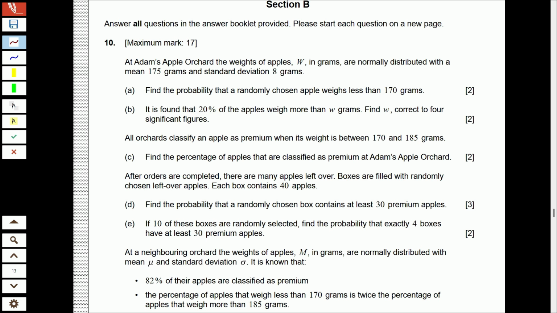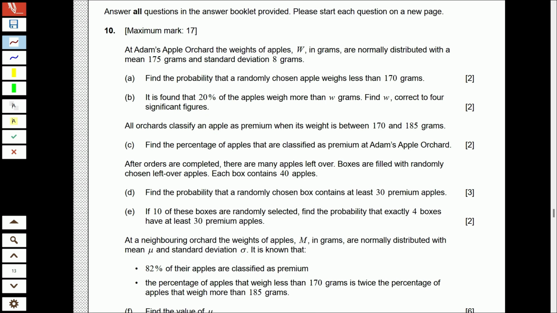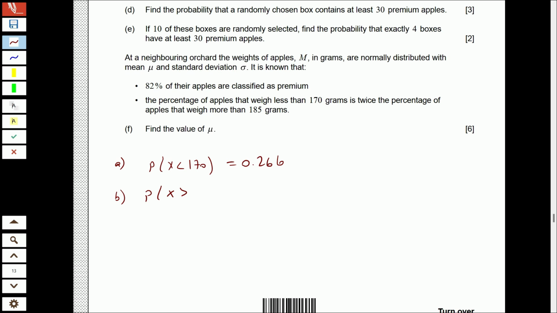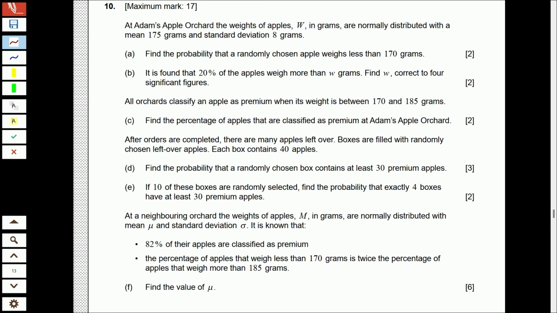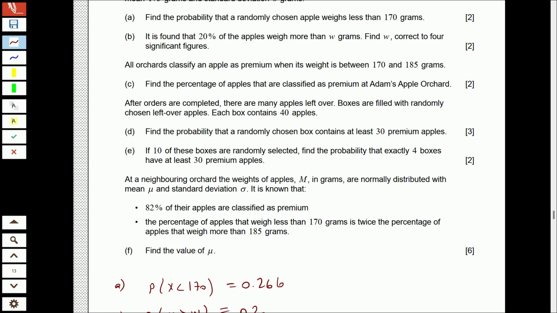At the second question, it's found that 20% of the apples weigh more than W grams. Find W correct for significant figures. We are looking for the apples weigh more than W grams, and its probability is 0.2, right? And let's find this now.